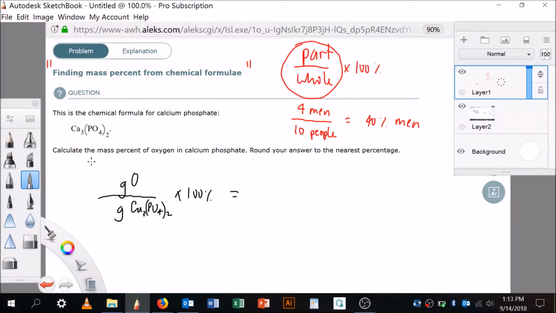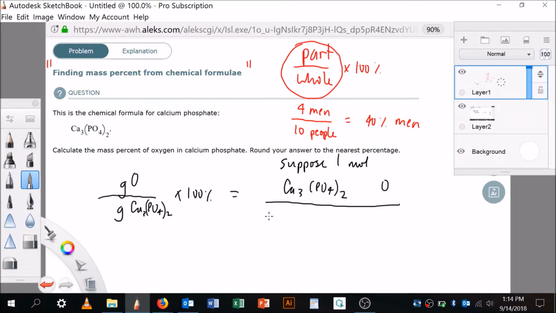There are a couple ways we can do this. One way is to suppose that we have 1 mole of this stuff, because I don't know how much I have. I could suppose I had 1 gram, it doesn't really matter what I suppose first, but if I suppose I have 1 mole, then I'm going to say how much calcium phosphate and how much oxygen. This is the way I'm going to do it.